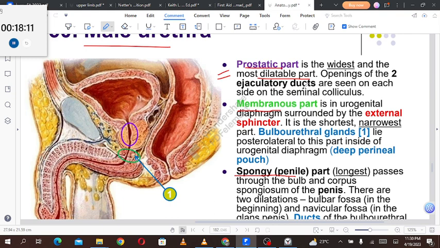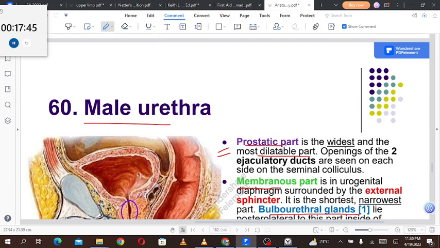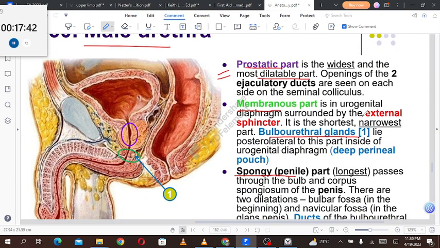What is the membranous part? The membranous part is the part between the prostate and the corpus spongiosum. It lies in the urogenital diaphragm, surrounded by the external sphincter. It is the shortest, narrowest part of the urethra in males. The bulbourethral gland lies posterolateral to this part, inside the urogenital diaphragm, in the deep perineal pouch.